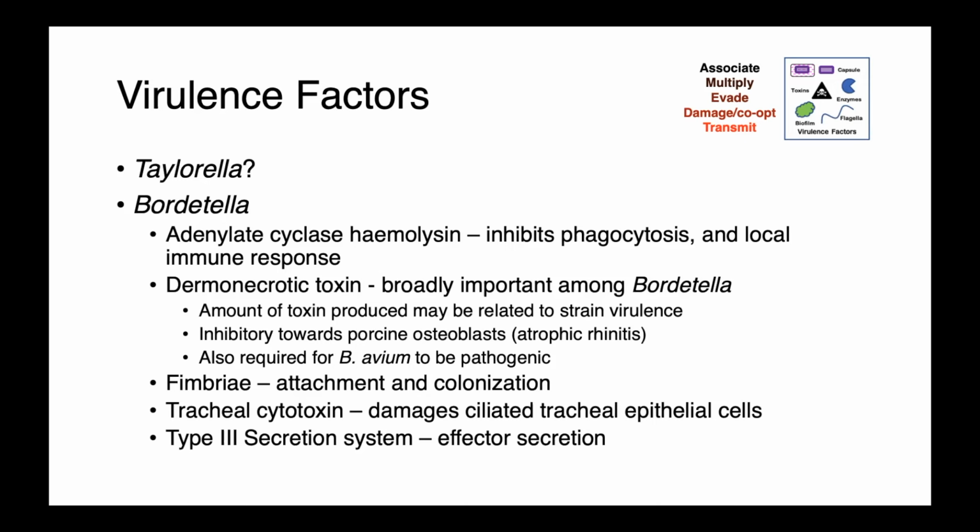Bordetella also produce fimbriae, which are involved in attachment and colonization. They produce tracheal cytotoxin, which damages ciliated tracheal epithelial cells. And they also have type 3 secretion systems for effector secretion.